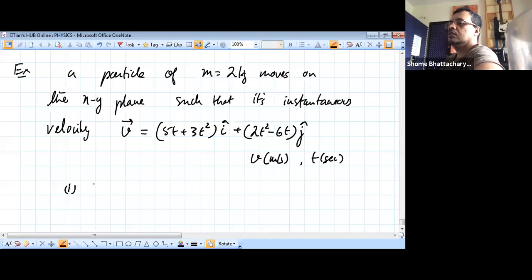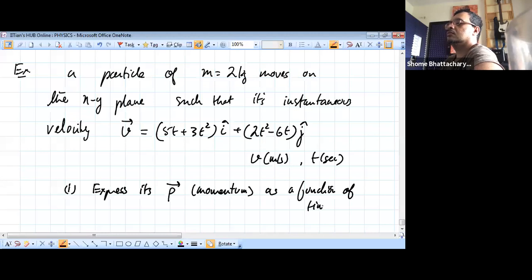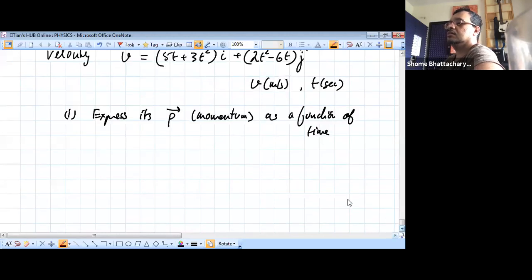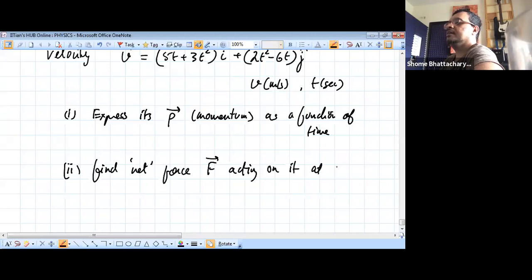So first of all, express its momentum as a function of time. And secondly, find the net force F acting on it at the instant t equal to 2 seconds, and the magnitude of that net force.